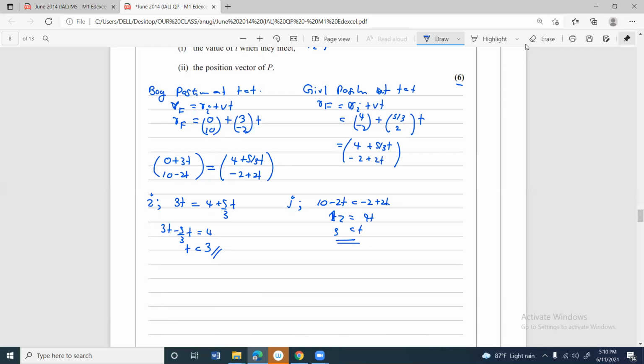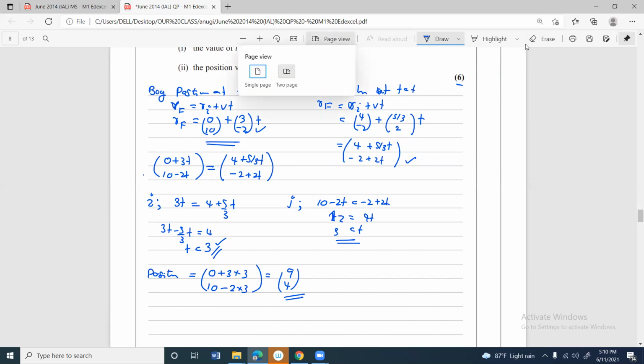Then look at the position vector. You can replace this t equals 3 into any of these, here or here, it doesn't matter. So you can say position is equal to, I will put it here. I think I'm replacing here, it's kind of easier. 0 plus 3 times 3, 10 minus 2 times 3. That is 9, 10 minus 6 is 4. 9, 4 would be the answer for this question. That's a way of getting this answer.